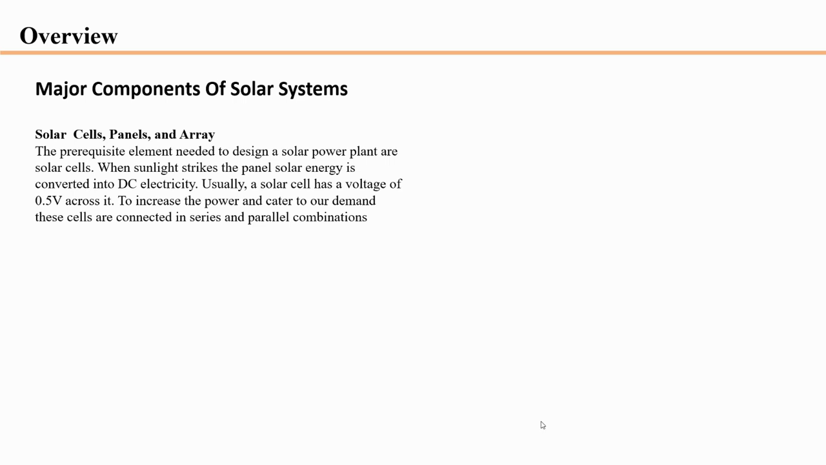The major components of a solar system are solar cells, panels, and array. The solar cell is the precursor element needed to design a solar plant. When sunlight strikes the panel, the solar energy is converted into DC electricity. Usually, a solar cell has a voltage of 0.5 volt across it, so to increase the power and cater for demand, the cells are connected in series and parallel combination.